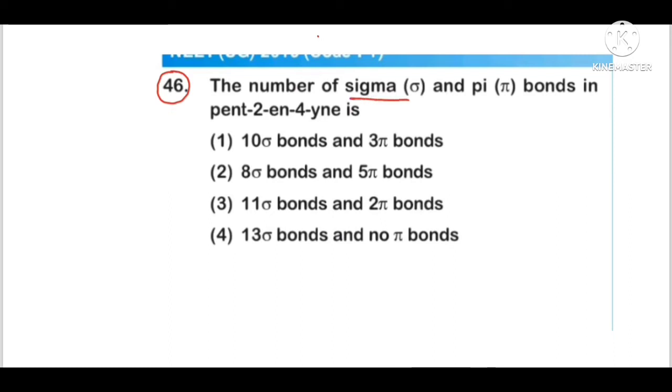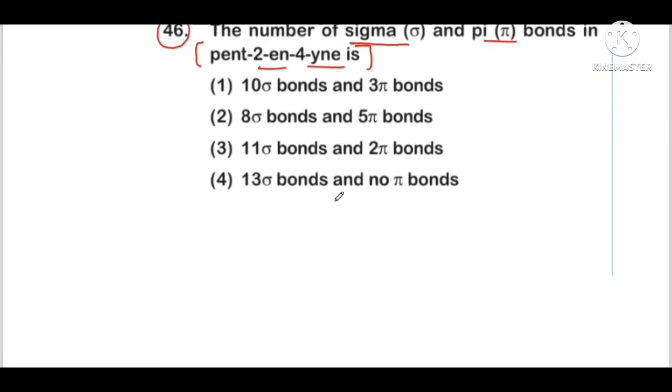The number of sigma and pi bonds in the given pent-2-en-4-yne is. Here we have to write the structure of this IUPAC name and then calculate the number of sigma bonds and pi bonds. Firstly, write the structure of this given IUPAC name. We know that firstly we write the given number of carbons. Here it is penta, that means 5 carbons are present. Here 1, 2, 3, 4, and 5.